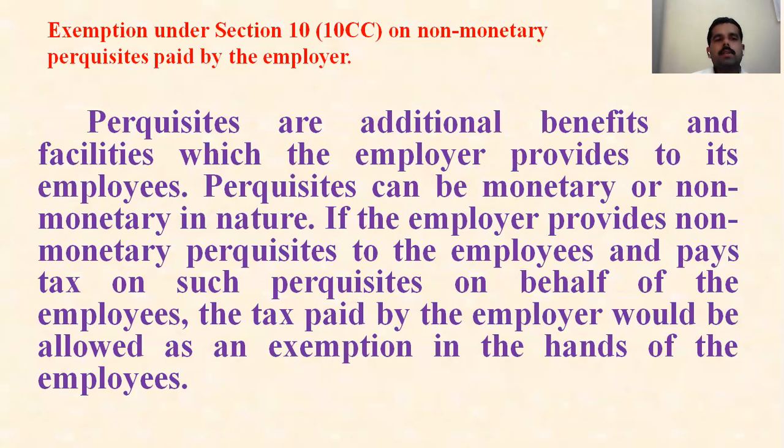Then here, under section 10(10CC), non-monetary perquisites paid by the employer. Non-monetary here, you observe carefully. Perquisites are additional benefits and facilities which the employer provides to its employee. Perquisites can be monetary as well as non-monetary in nature. If an employer provides non-monetary perquisites to the employees and pays tax on such perquisites on behalf of the employees, the tax paid by the employer would be allowed as an exemption in the hands of the employees.